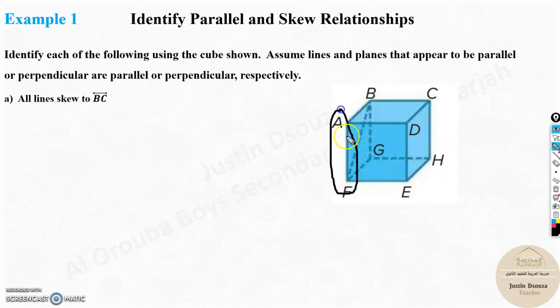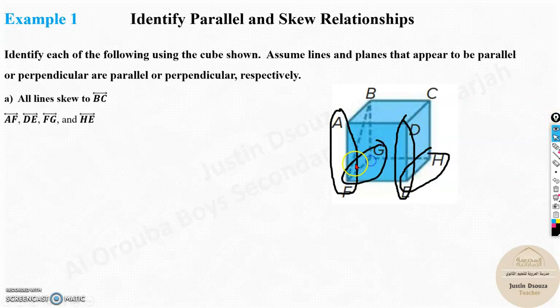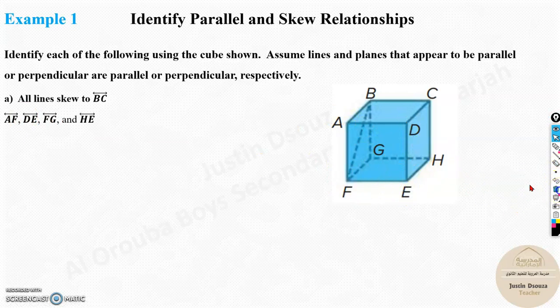Say, for example, AF, DE, even EH, and GF. These are the skew lines: AF, DE, FG, and HE. So just remember, don't consider the parallel lines; consider the non-parallel ones which do not touch this line or intersect it. You can't consider AB or FB or any of these because they touch this line. Okay, so that is about skew lines.